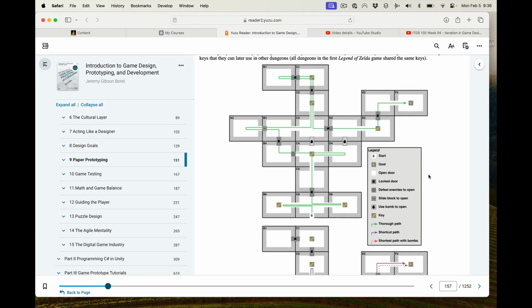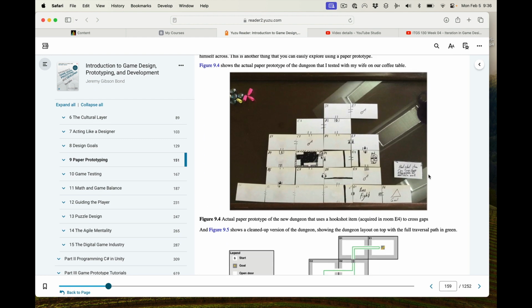So here's an example from the book of the Legend of Zelda dungeon, laying out the dungeon mechanics and the map using little cards. And here you can see a paper prototype of a new dungeon and working through that. The benefit of paper prototyping is it is extremely cheap to change, and it is extremely easy to see problems early on without investing a bunch of time.